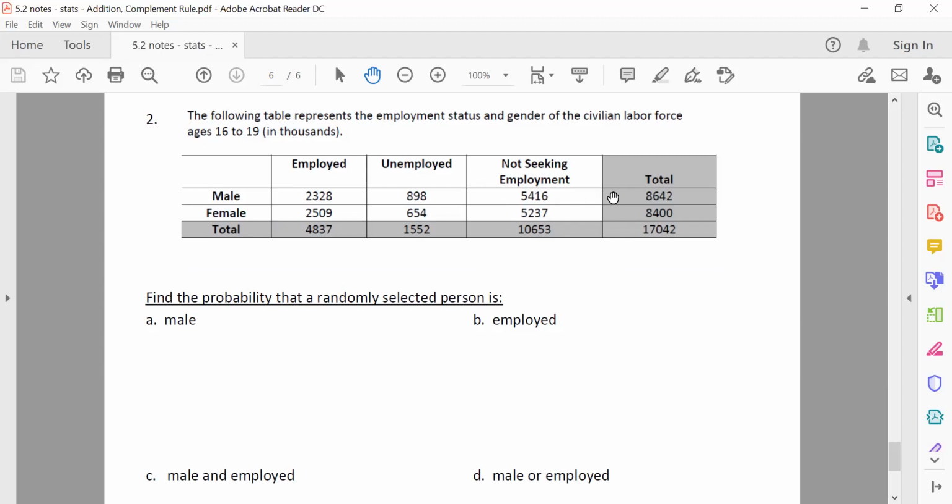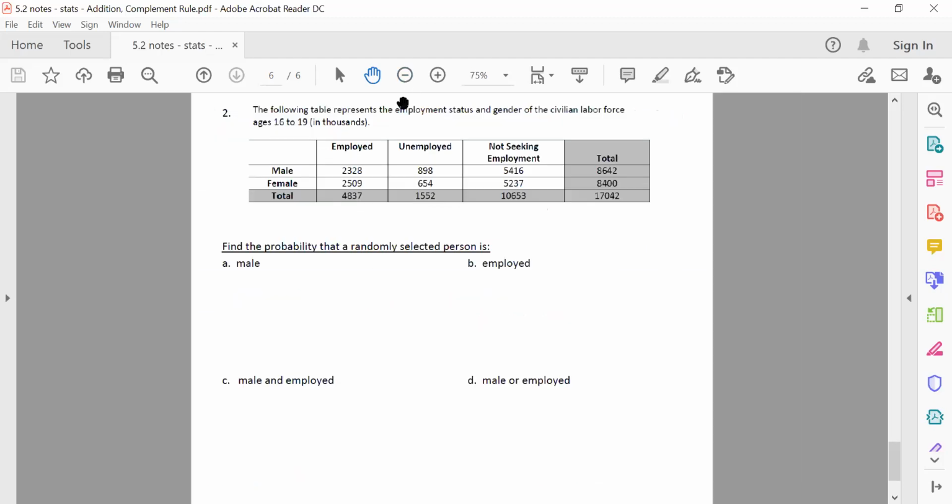And so these are the total males. There's 8,642 males in this age group in this town, 8,400 females. And then all together, there's 17,042 people in this age group here.